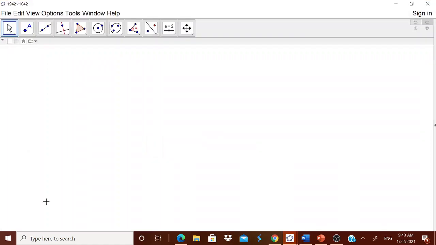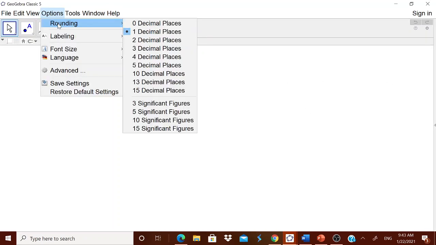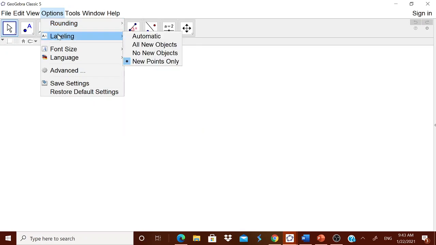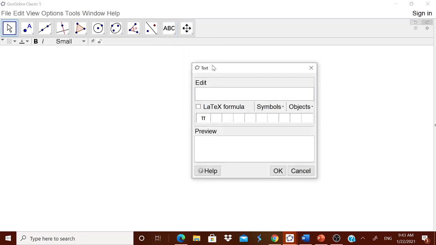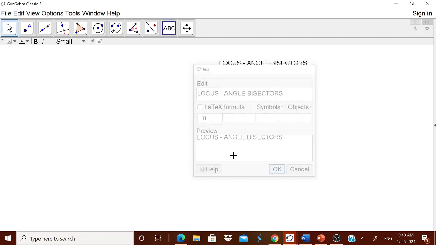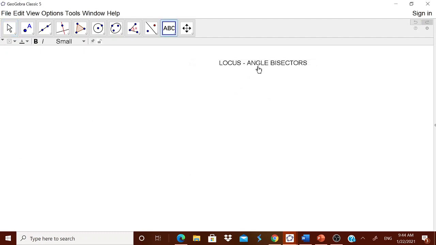For that, I have taken GeoGebra Classic 5 worksheet and I have taken geometry view. In options, I have taken rounding up to one decimal place, labeling of new points only. Okay, let us start with the heading as usual. Always it is better to start with the heading so that you can discuss it with the children whenever they learn it in the class.